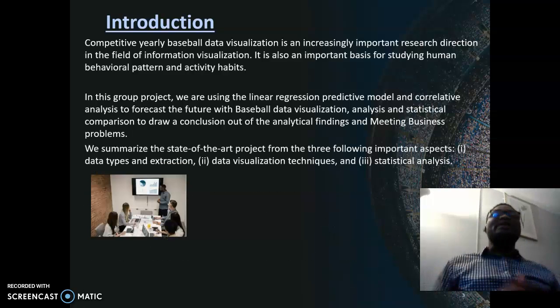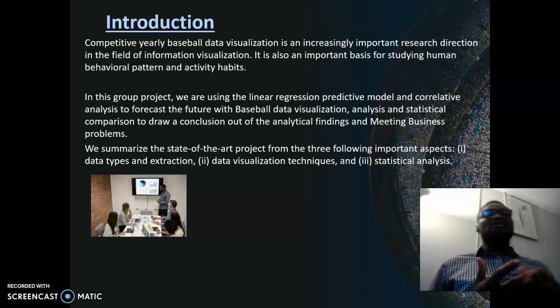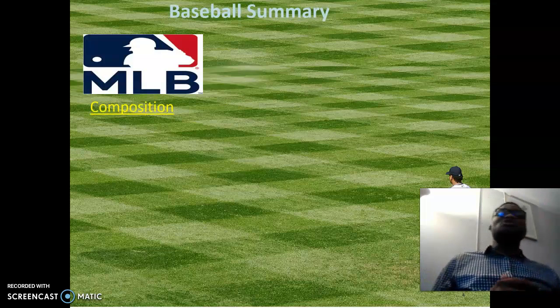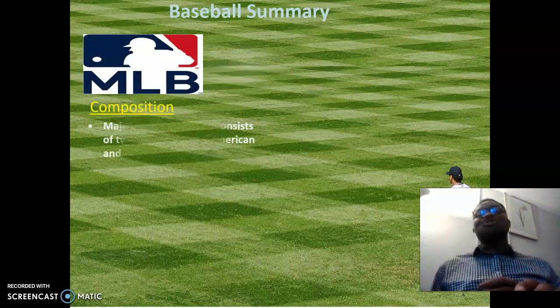So we'll summarize the state of our project into 3 important aspects. The first one is data types and extraction. The second one is data visualization technique. The third one is statistical analysis. But firstly, we need to look at the baseball summary and understand the composition.